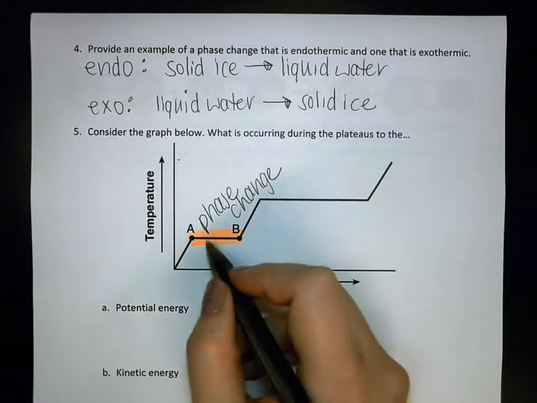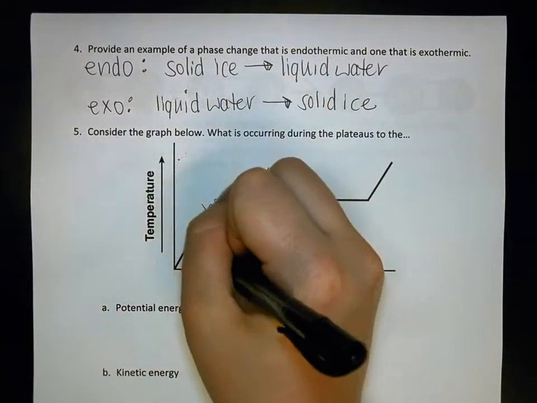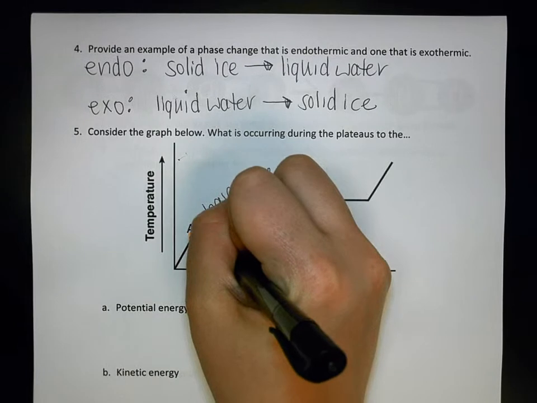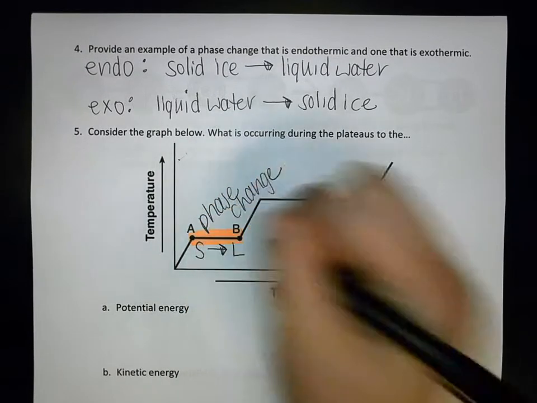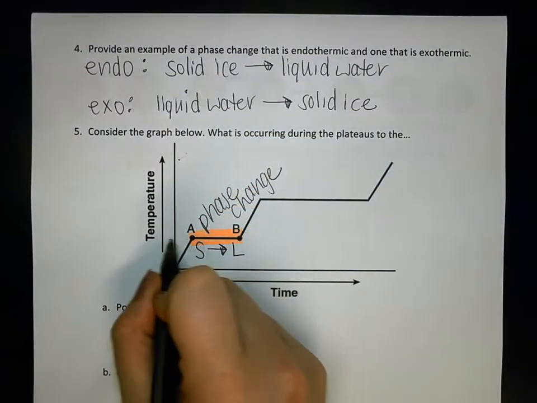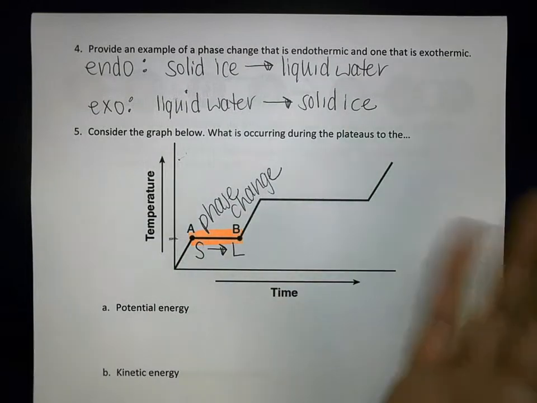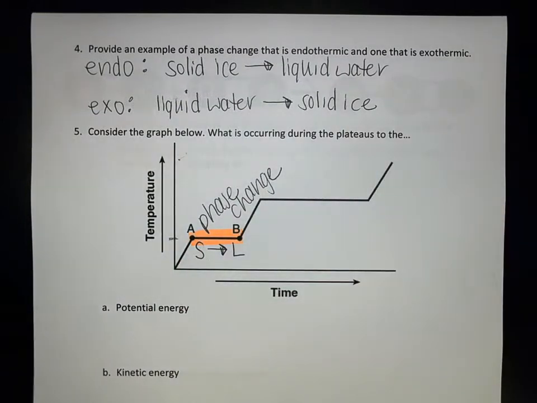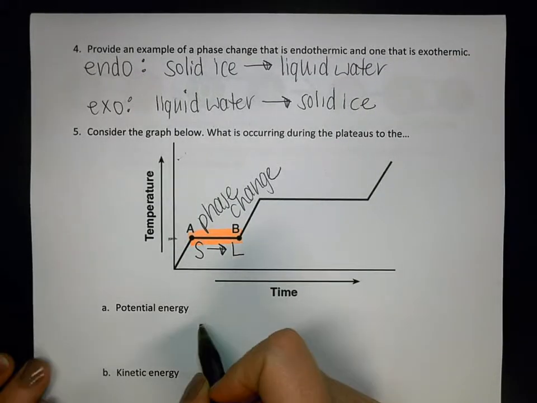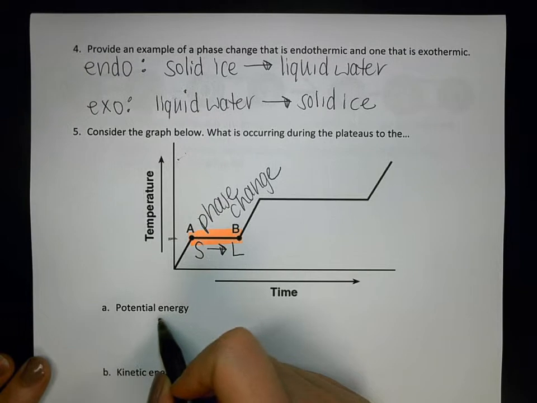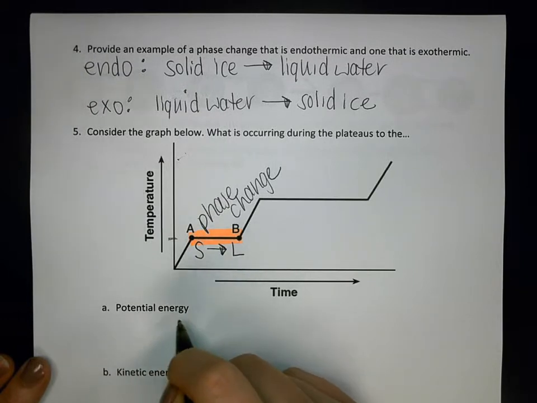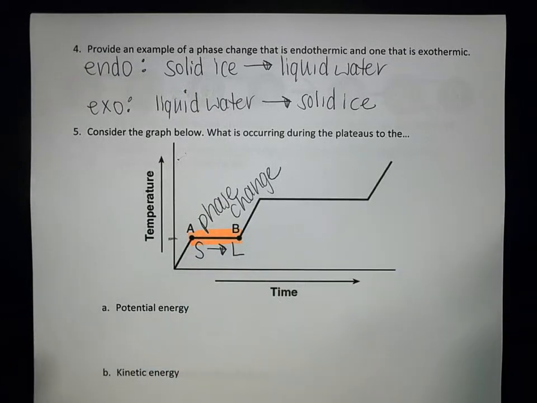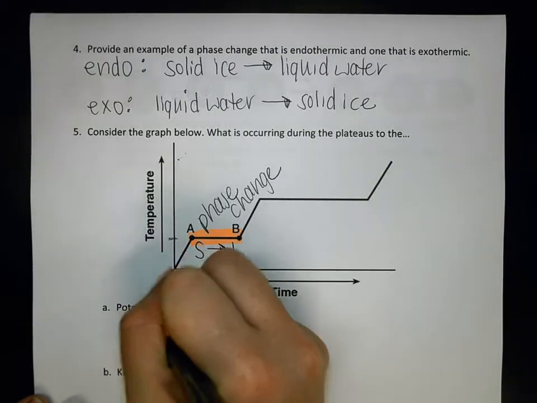So in this case, because this is a heating curve, this would be going from a solid to a liquid. Notice that temperature is staying constant. So my temperature is not increasing, it's staying constant. So we would say that the potential energy during this part is being used to convert the solid into a liquid. So potential energy is increasing.